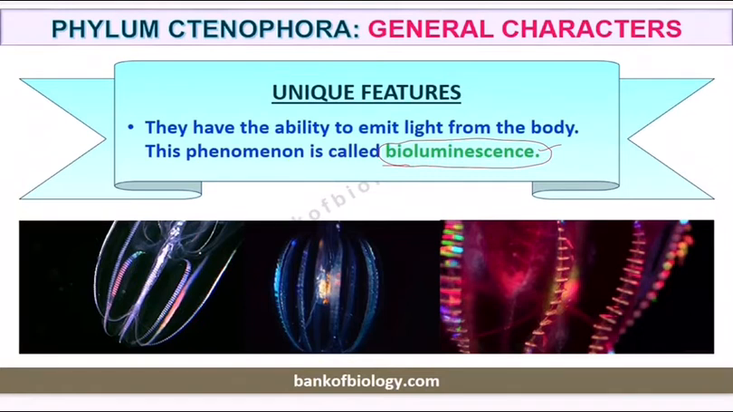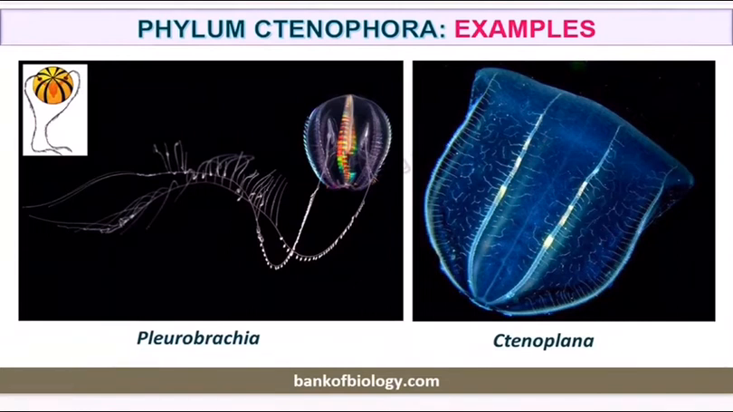And what are the unique features? As I said just now, this is the unique feature. How nice it would have been for us if we too had this radiation. Bioluminescence, maybe a lot of electricity we could have saved. So they have the ability to emit light from their body. The ability to emit light from the body is bioluminescence. So this is the unique feature of Ctenophora, as you are seeing in the pictures. And examples that you must remember: Ctenoplana, okay, you must remember this, Ctenoplana, and Pleurobrachia. These are the two common examples that you can remember under phylum Ctenophora.